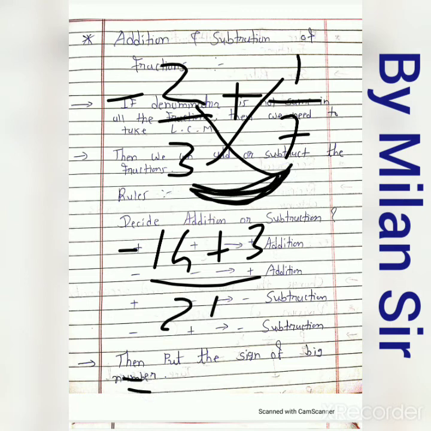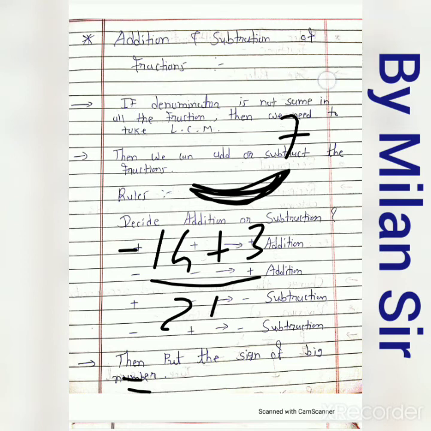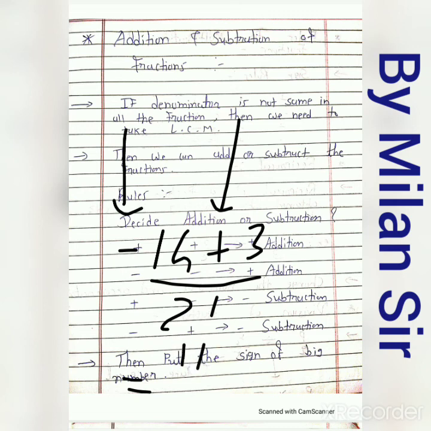Now in the numerator, the LCM part is done. Then we need to add or subtract. So first of all, decide. Here one number has a negative sign, one number has a positive sign. So plus minus means we need to subtract these two numbers. Subtract the small number from the big number. So 14 minus 3, it's 11. Denominator as it is, 21.